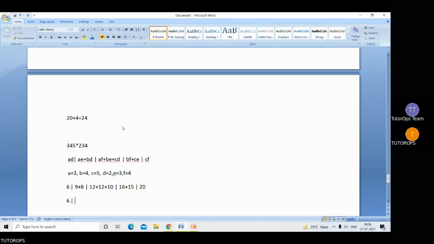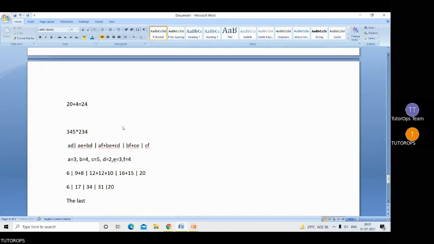6, 17 will be there, then 34 will be there, then 31 will be there with a partition. Remember one thing, that all things will be done with a partition. Now the last digit will be 0, because the last digit of 20 is 0. So the last digit is 0.